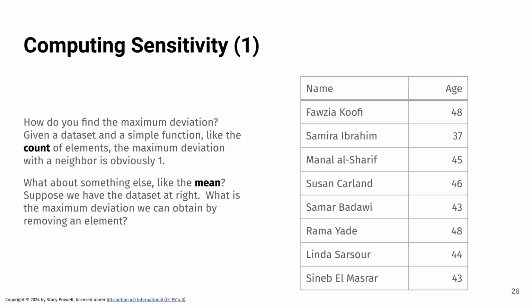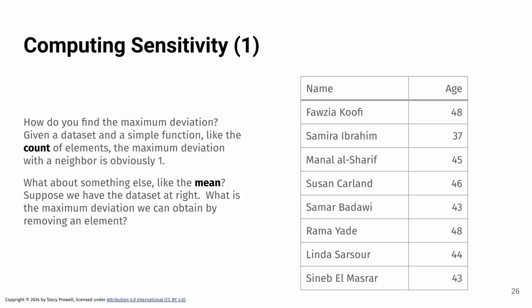Or maybe I add a row, in which case, again, the distance between the original and its neighbor is 1. Or maybe I change a row, right? Maybe I go in and modify Linda Sarsour's age, and now the query returns exactly the same result. It still returns 8 for both, and the distance is 0. So the maximum distance I can have for a counting measure is 1. So the sensitivity for a counting query is 1. It'll always be 1. That's great. This was easy.